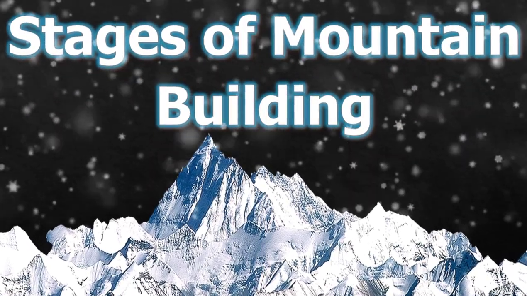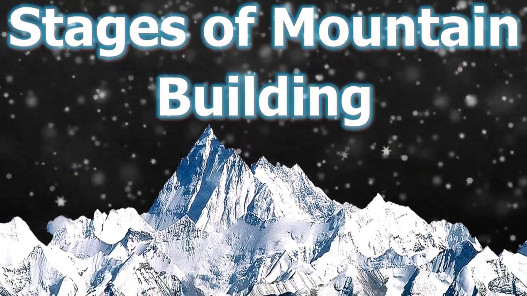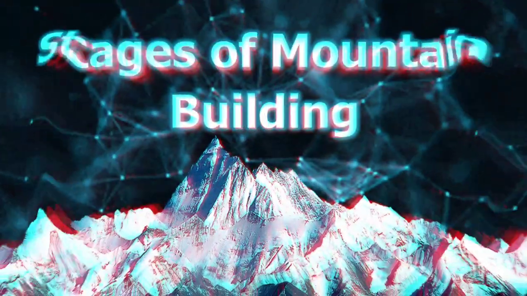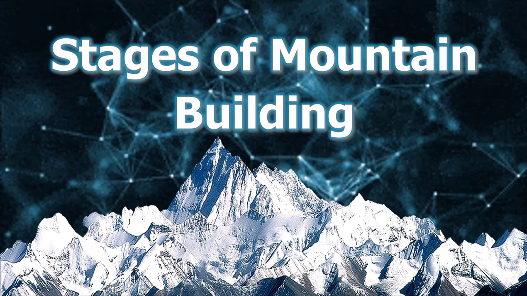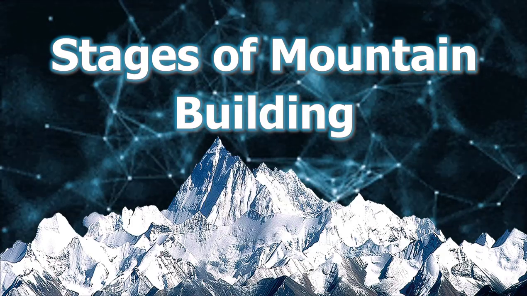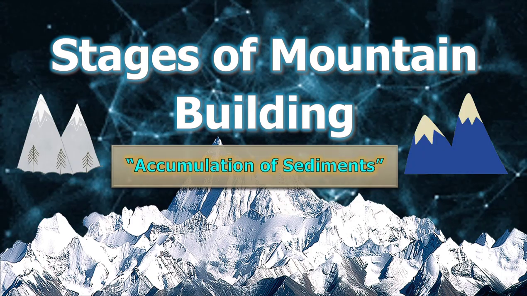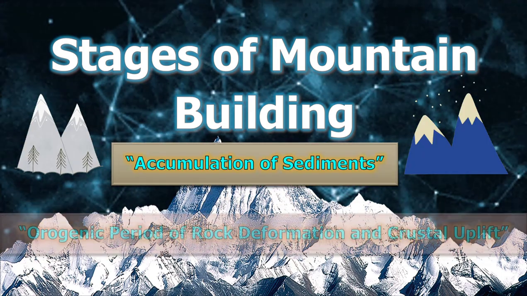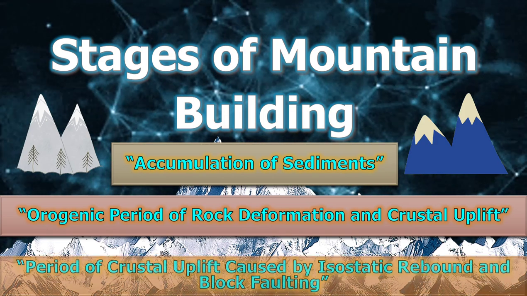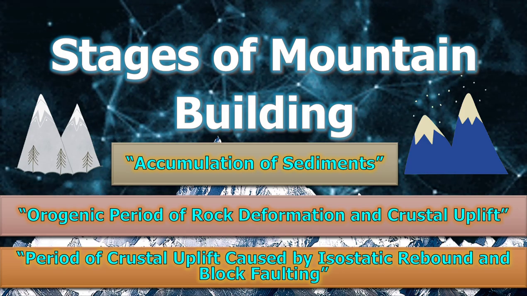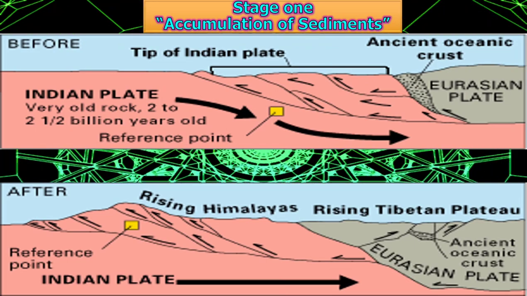Since you are now familiar with the major locations of mountain ranges, let us now proceed to how mountain ranges are formed. The mountain building processes are triggered by geothermal heat generated by radioactive decay in the interior of the Earth. There are three stages involved in mountain formation. These stages are the accumulation of sediments, the orogenic period of rock deformation and crustal uplift, and the period of crustal uplift caused by isostatic rebound and block faulting.